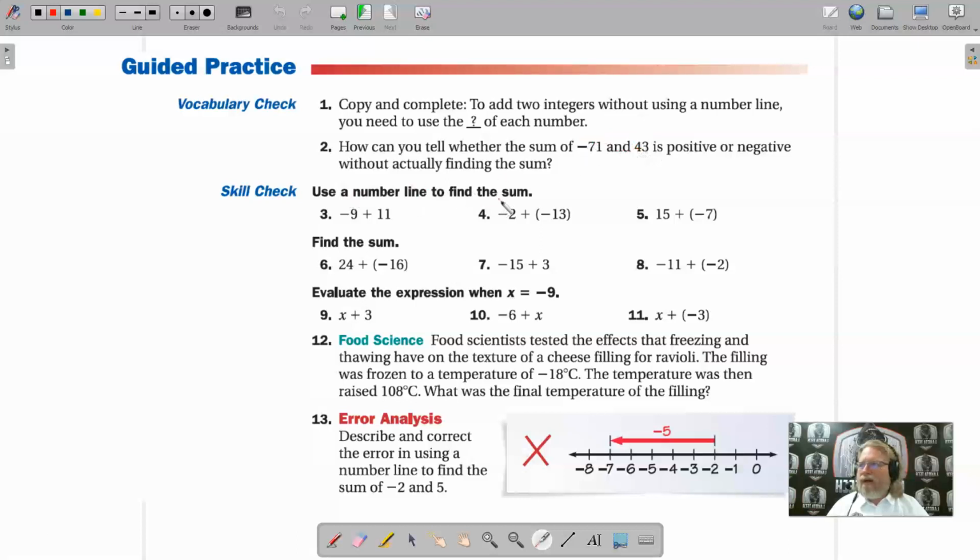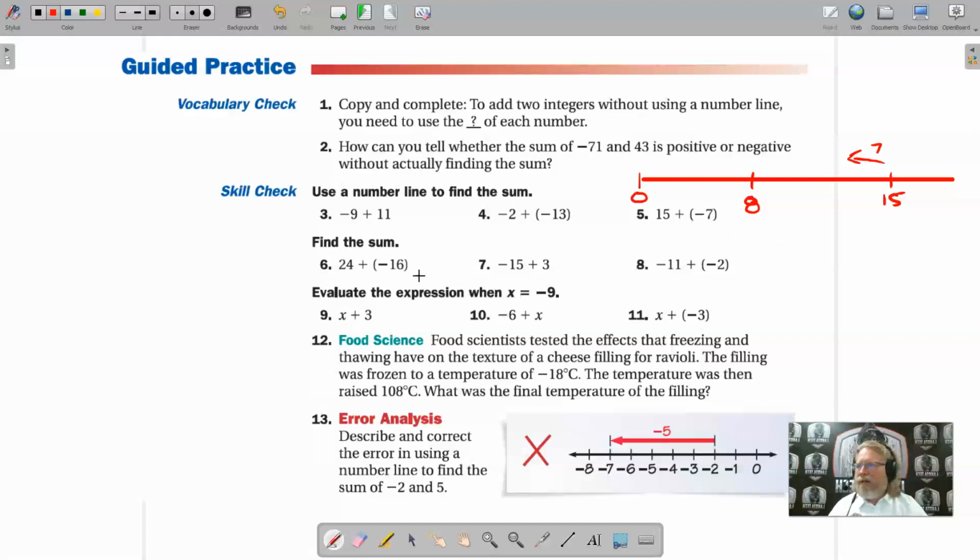Here we have use a number line to find the sum. So let's do just number 5. So if I had a number line here, and I'm going to start at 15, and I'm adding a negative number, means I'm going back to the left, and I'm going to go back 7 spaces. It's not going to be enough to get me back here to 0, is it? But it will get me to, what is that, 8? Yep, it should be 8. 8 plus 7, 15. Indeed it is. So our answer here would be 8.